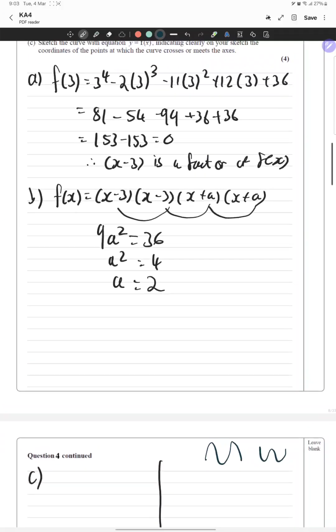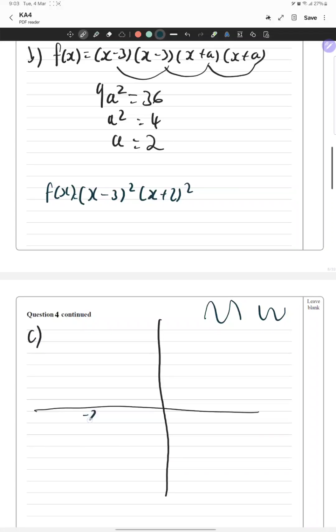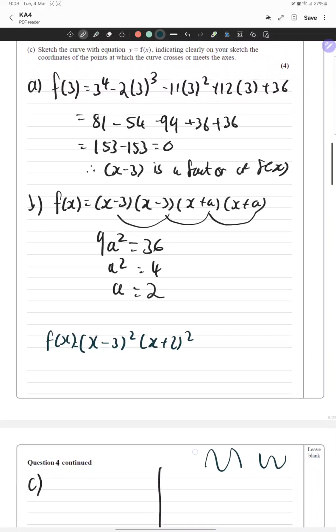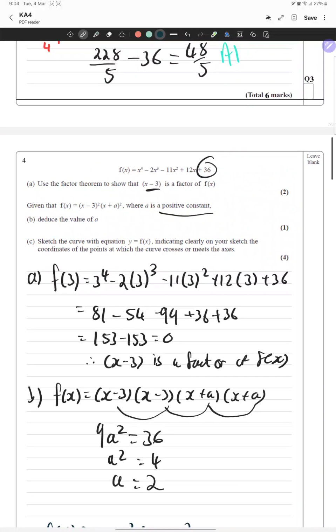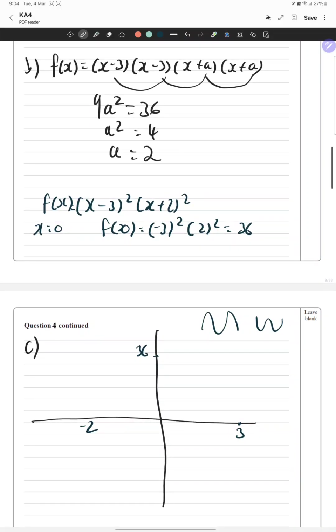We can read off its roots if we rewrite it at the end here: x minus 3 squared, x plus 2 squared. So it's got a double root at minus 2 and a double root at 3, so it's kind of off centre. When x is 0, f of 0 is minus 3 squared times 2 squared, or 36. You could read that off the function up here, if you would like to. So we know our y-intercept is at 36, we know it's slightly off centre.